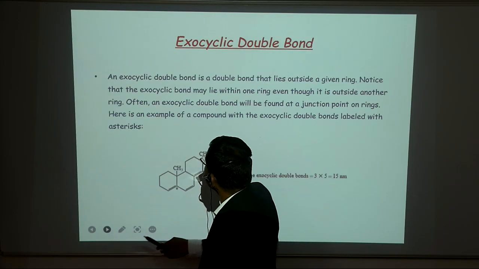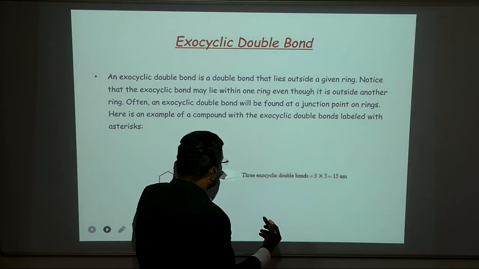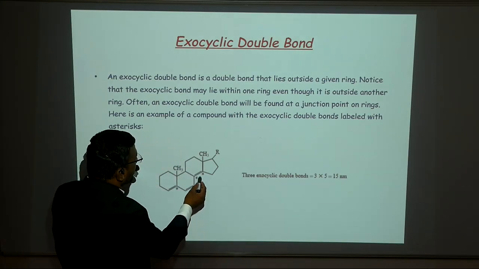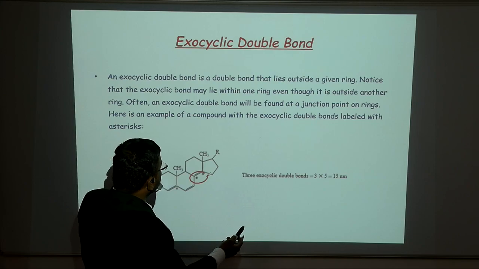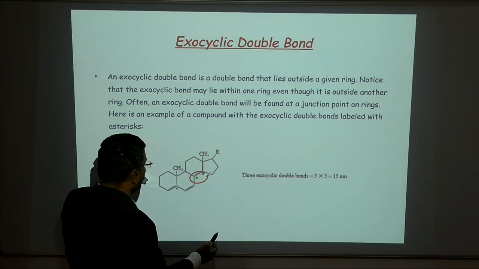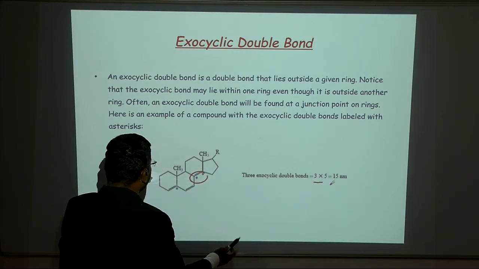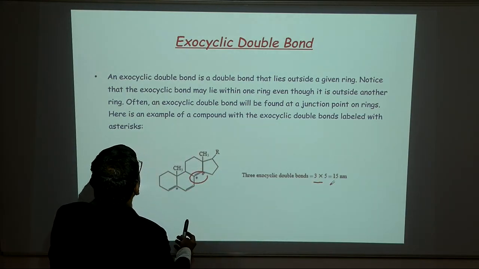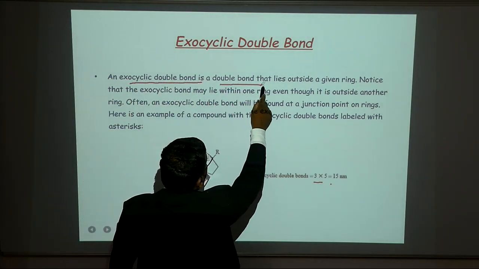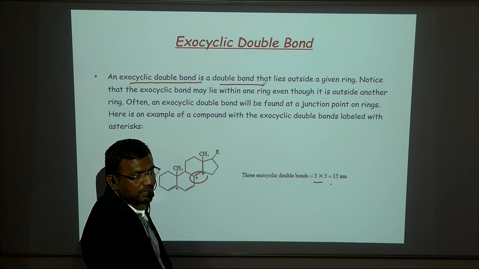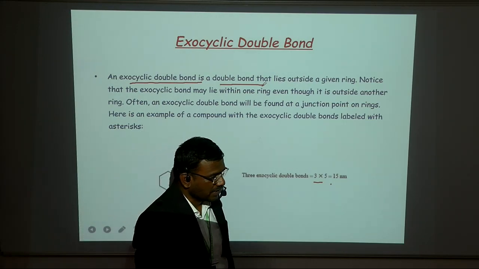Okay. Now, exocyclic double bond. What is an exocyclic double bond? The double bond which is outside the ring. Okay. So this double bond is outside the ring. This is another, third example. And 3 multiplied by 5, therefore 15 nanometer. Okay. As I told you, the exocyclic double bond is a double bond that lies outside the given ring. Means the double bond which is outside the given ring, that is called an exocyclic double bond.